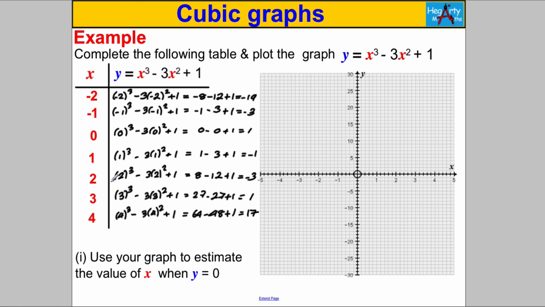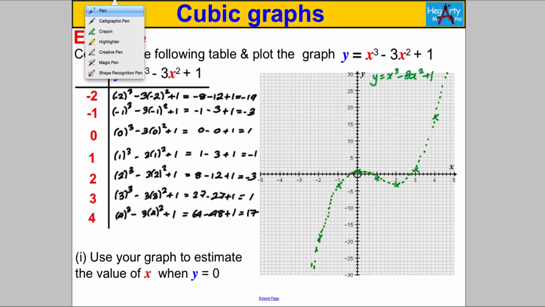Okay, let's plot these pairs of coordinates now as carefully as we can. And let's try and join the dots. I'm going to use a dotted line just to try and help me. Okay, so it looks something like that. And there you go, we have a rough graph from our table of values of y is equal to x cubed, subtract 3x squared, add 1. Now we're not done. It did ask us to do something. It said use your graph to estimate the value of x when y is 0.